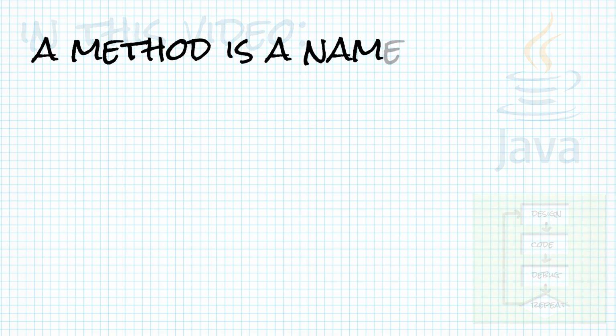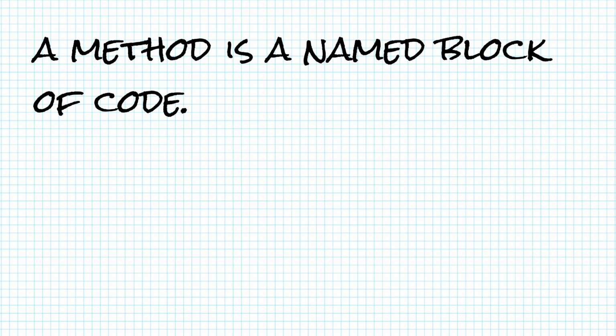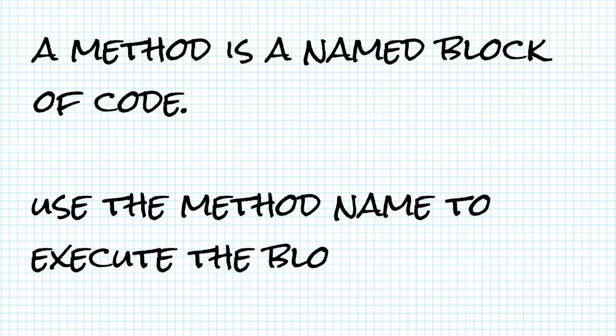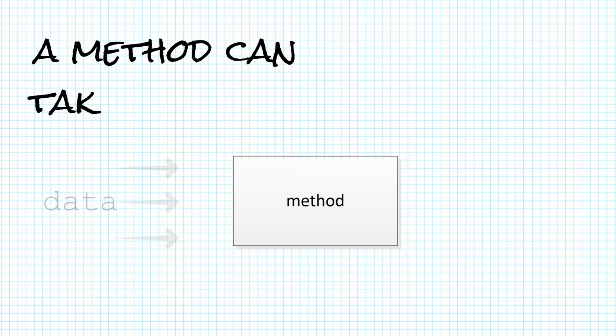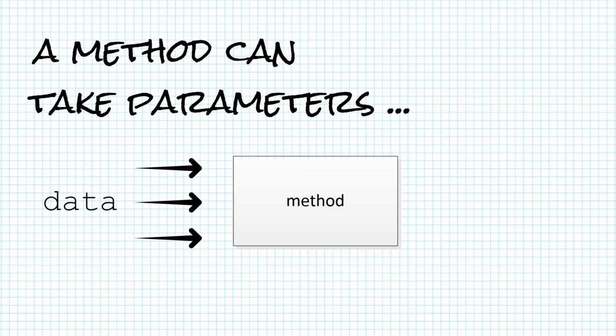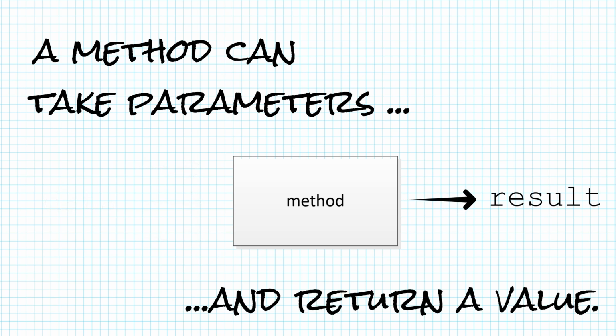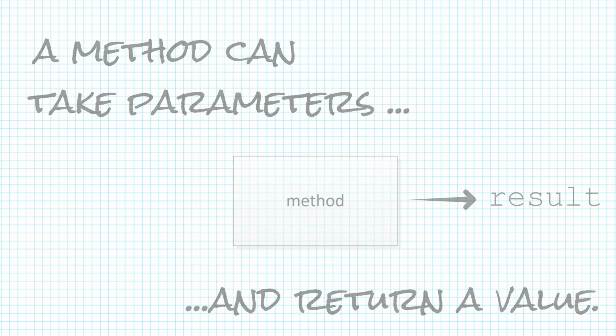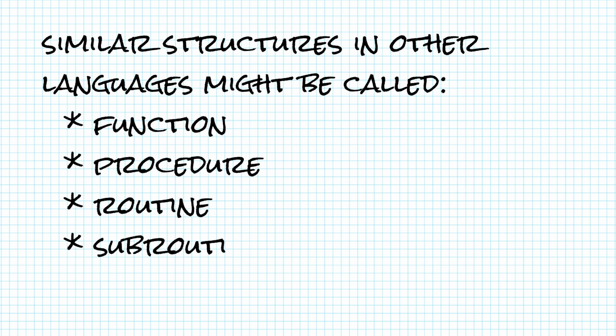A method is a block of code that has a name. Once defined, a programmer can use that name everywhere it's available to execute the block of code. Further, a method can take parameters that specialize the way it works, and it can return a value which is the result of the work it did. If you're familiar with any other programming languages, you might have learned about this concept but used the name function, procedure, routine, or subroutine to refer to a named block of code. In Java, they're called methods, but the overall idea is the same.